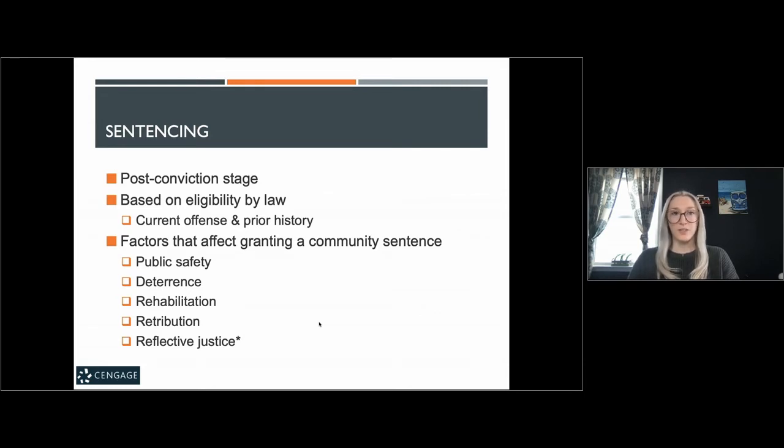So now, reflective justice, you'll want to know that. It's just a judge taking into account things that aren't necessarily down on paper, but that they're going to be thinking about and considering while they're determining whether they're going to give a community sentence.